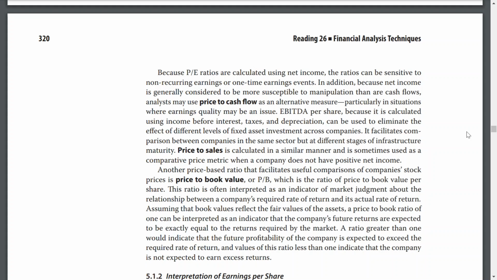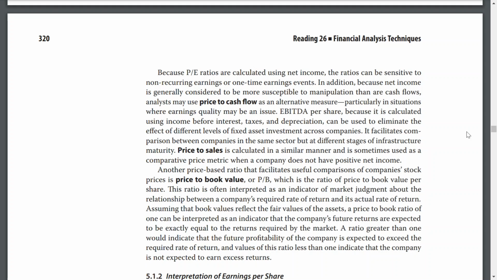EBITDA per share, because it is calculated using income before interest, taxes, and depreciation, can be used to eliminate the effects of different levels of fixed asset investment across companies and facilitates comparisons between companies in the same sector, but at different stages of infrastructure maturity. Price to sales is calculated in a similar manner, and is sometimes used as a comparative price metric when a company does not have positive net income.